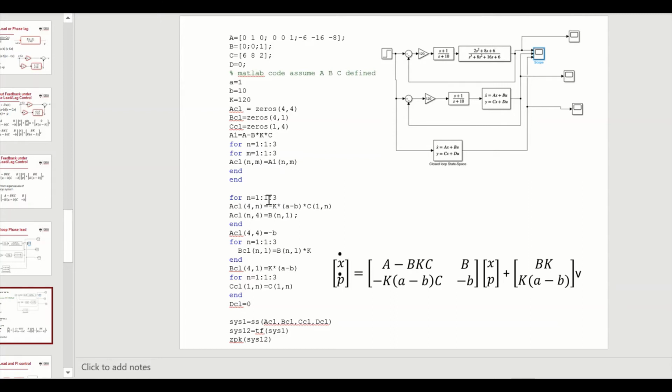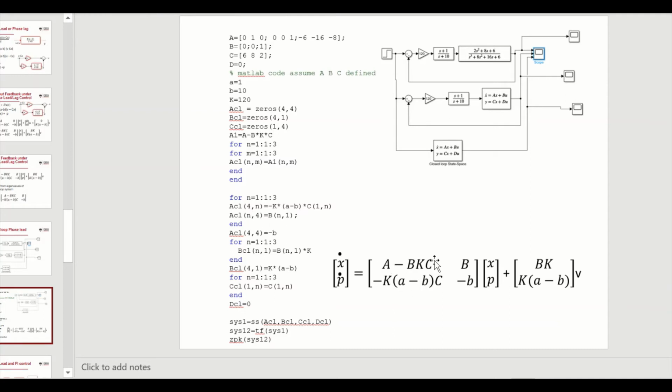The next bit of code has to put in this term here. So this goes on the fourth line. We need to put 3 numbers in. So it's the fourth line where n can go from 1 to 3, and it's minus k1 a minus b, or k a minus b times the c, and it's c1n because it's 1 by n, and n goes 1, 2, 3 to fill up the 3 boxes there.